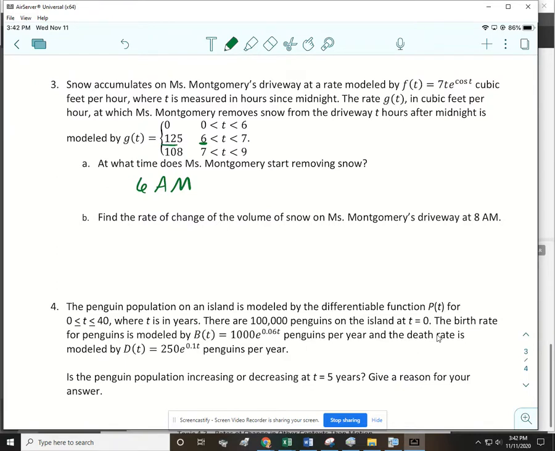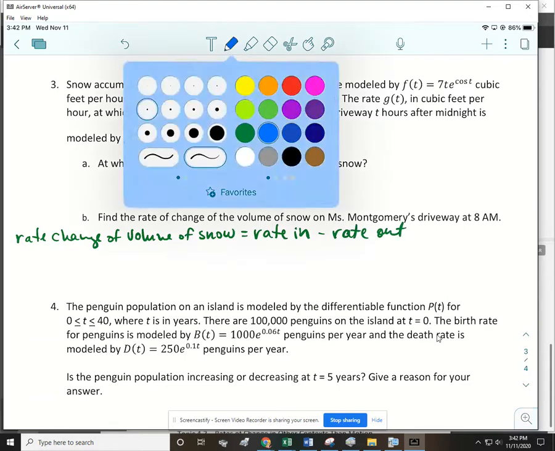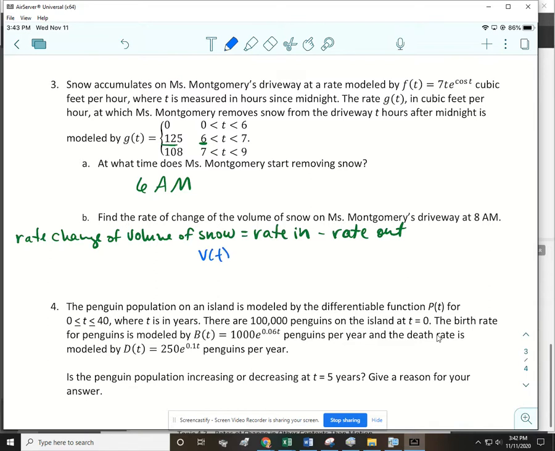All right, and then B, find the rate of change of the volume of snow on Miss Montgomery's driveway at 8 a.m. Okay, so we need to write a function that is the rate of change of volume of snow. And this is going to be a rate in minus rate out function. Let's just call it V of t for volume. So the rate in function is f of t. f of t is already a rate.